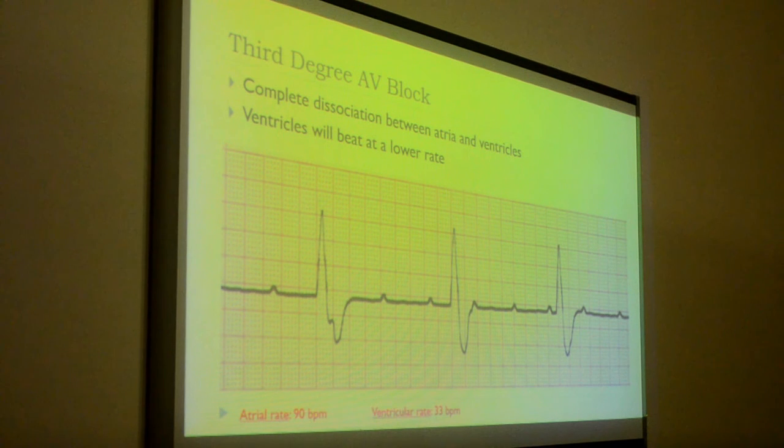Now, if you have no more impulses coming from the SA node, either the AV node will be the new pacemaker or the ventricle. If the AV node is the new pacemaker, the heart rate will be between 40 to 60, 45, 53, something like that. If the ventricle is the new pacemaker, it'll be 20 to 40. Here, it's 33 beats per minute. What's the new pacemaker of this patient's heart?